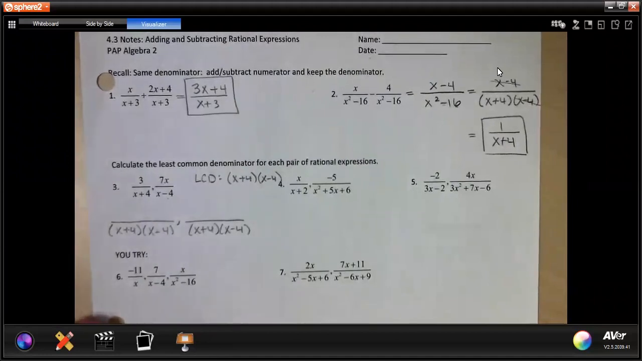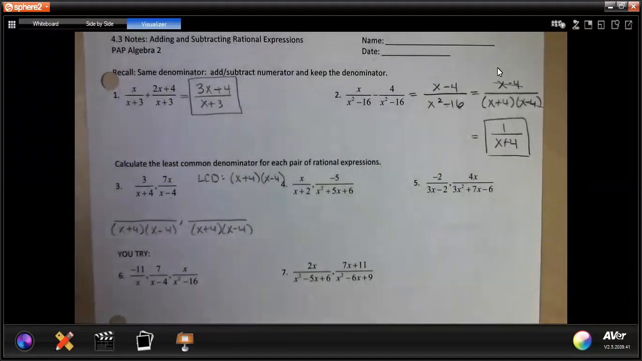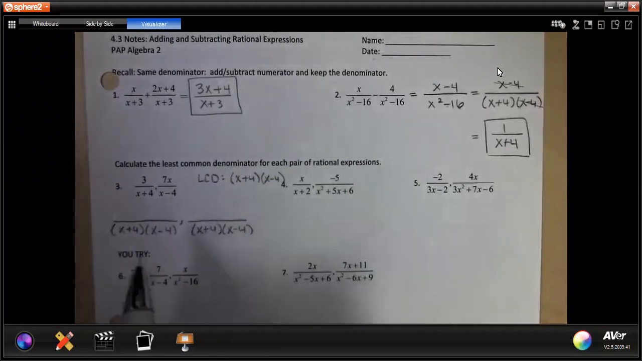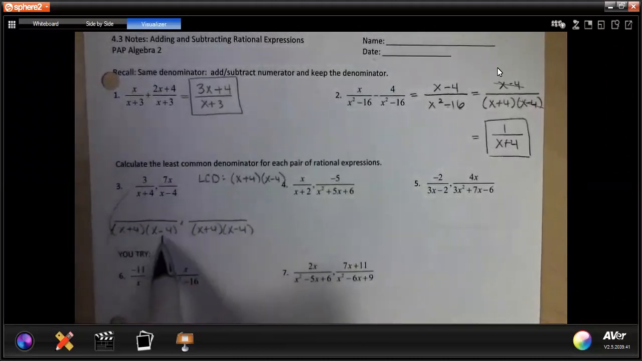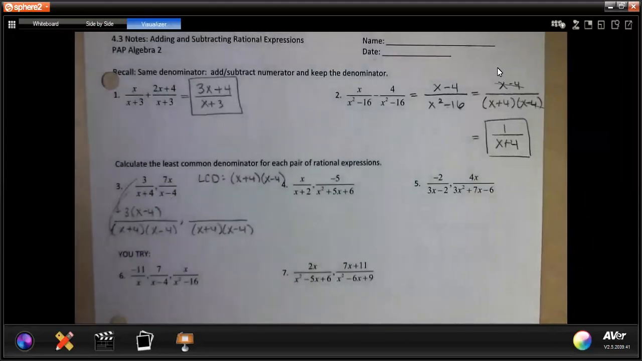Now that we have the denominators, we need to do exactly what we did with those numbers. So to get from this denominator to this new one, we multiplied times x minus 4. So whatever I do to the bottom, I'm going to want to do to the top. So I do 3 times x minus 4.